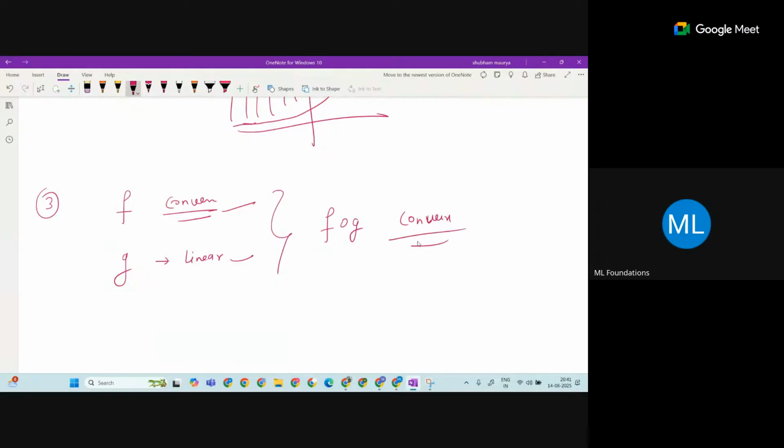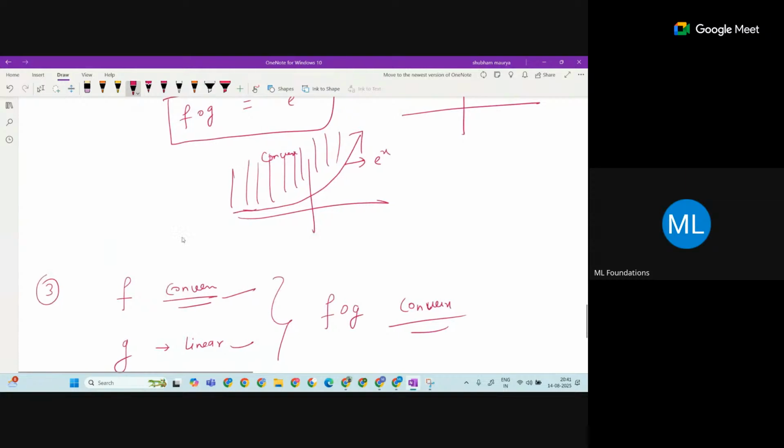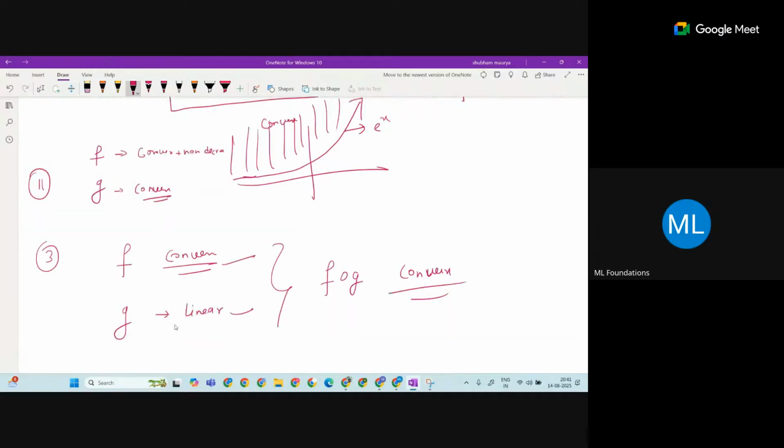See the difference from the second property. In the second property, I am writing f and g: f is convex and non-decreasing, and g is convex. So here see the differences now. It is not saying anything about the linearity of g. Here g is said to be a linear function. And you know in the one variable case, linear functions are convex functions, generally we say it.